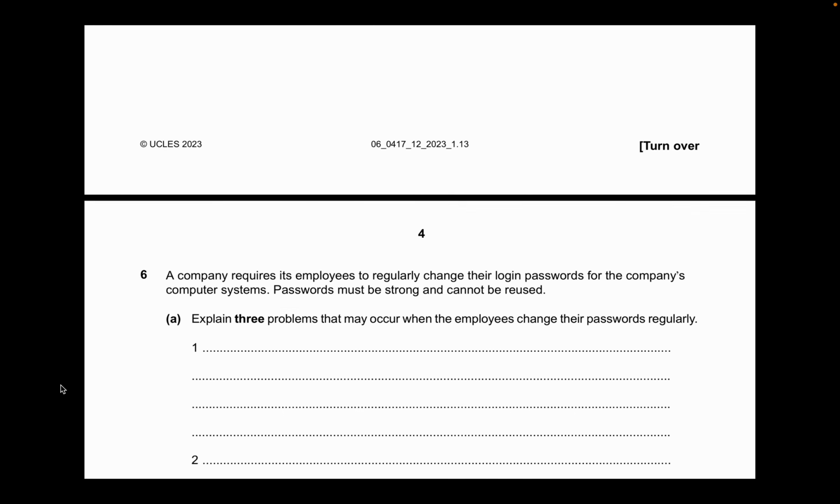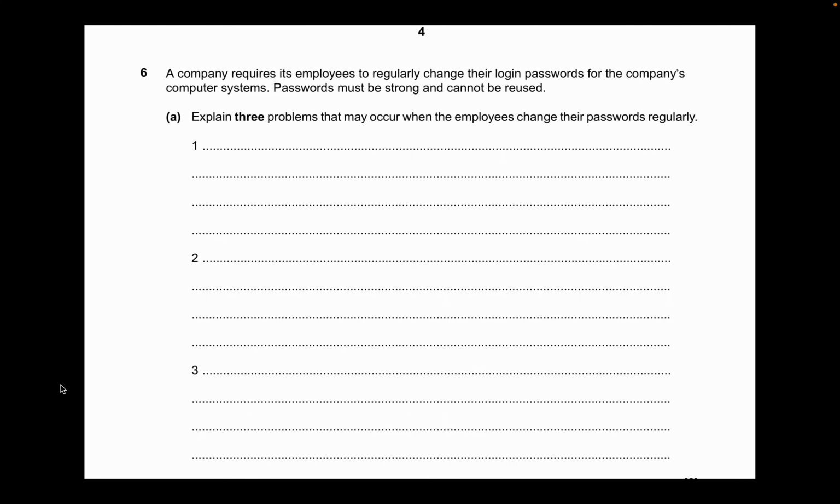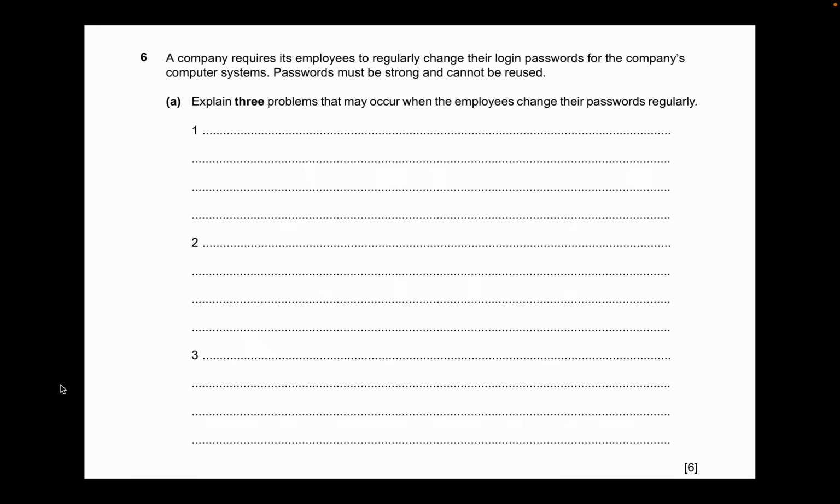Okay. Next question. A company requires its employees to regularly change their login passwords for the company's computer systems. Passwords must be strong and cannot be reused. Explain 3 problems that may occur when the employees change their passwords regularly. So, this is a bit obvious. This question's for 6 marks, and this is 3 points, right? So you're going to write 2 points for each problem, okay?